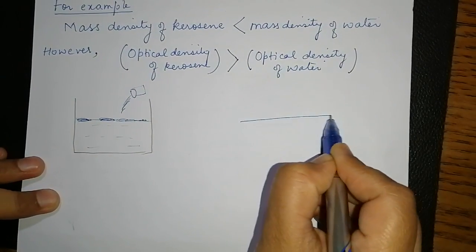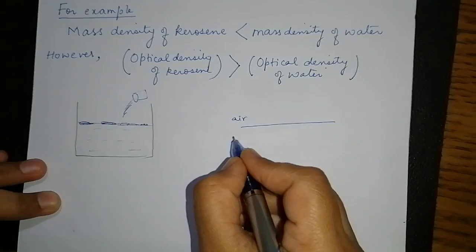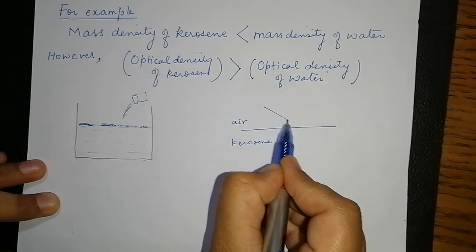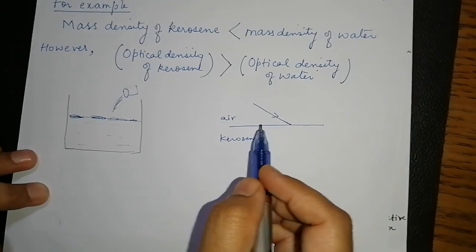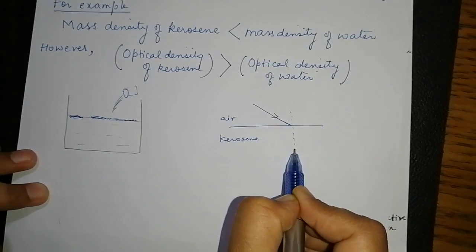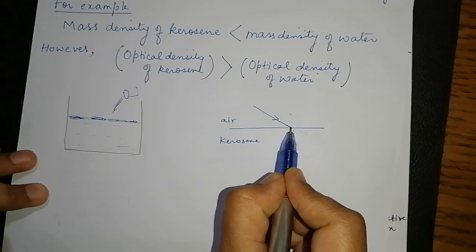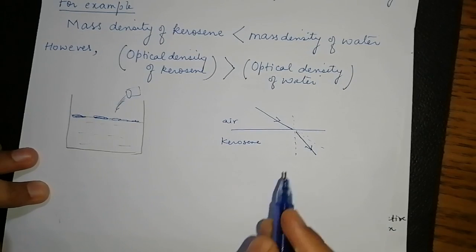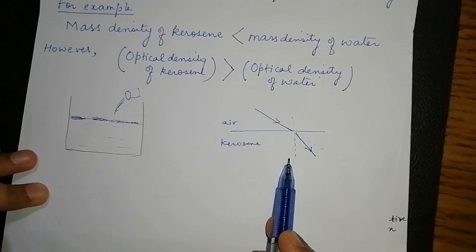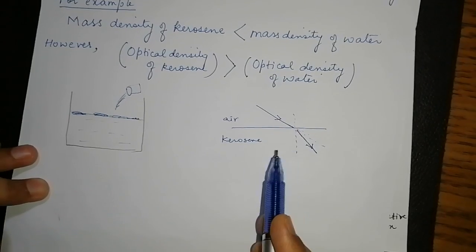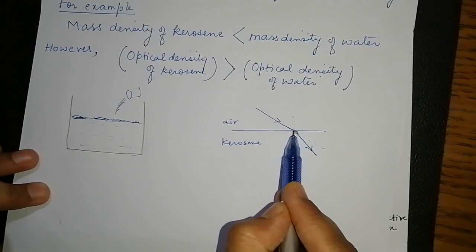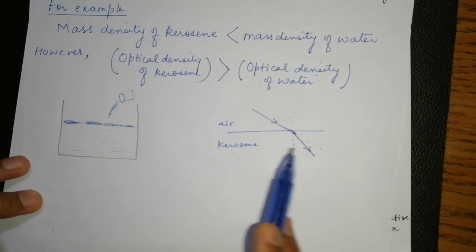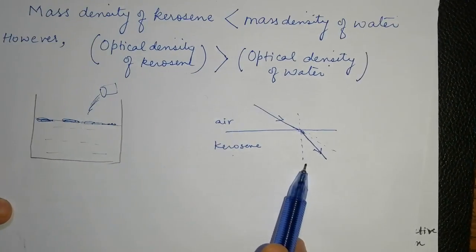if you consider a pair of medium, that is air and kerosene, and allow light to pass through air and enter kerosene, then we will find that the light will bend towards the normal. Can you see this? Right. So it means that kerosene is optically denser. If the medium is denser, then the light will bend towards the normal.